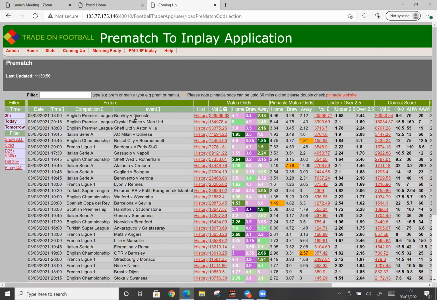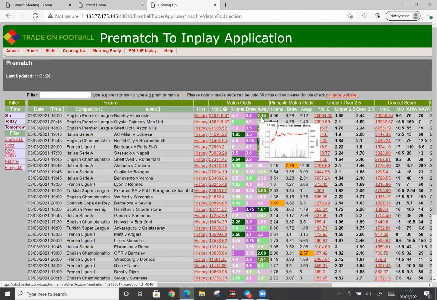Now, what we have here, we have at the top Burnley versus Leicester. The price on Betfair, Burnley 4.1, the draw 3.4, Leicester 2.14, and here are the Pinnacle prices. So Pinnacle, Burnley are 4.06, the draw is 3.28, and Leicester 2.12.